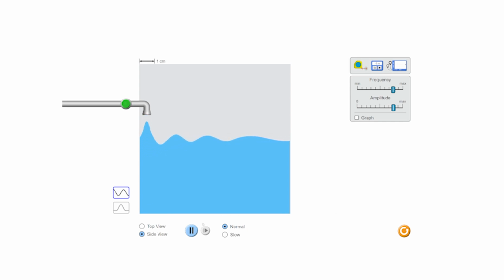You can also freeze the motion by pausing the video and then using the measuring device to indicate what is meant by a wavelength by measuring across the distance from peak to peak or trough to trough or any two pairs of points.